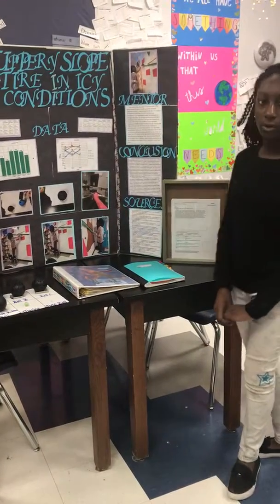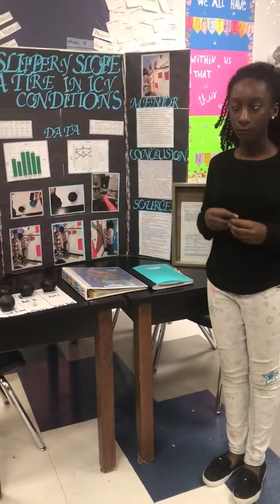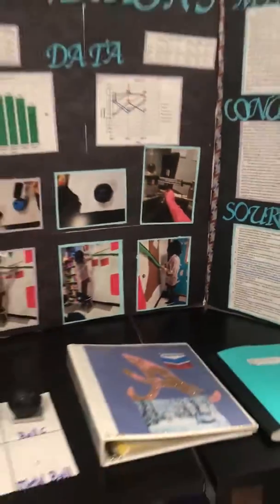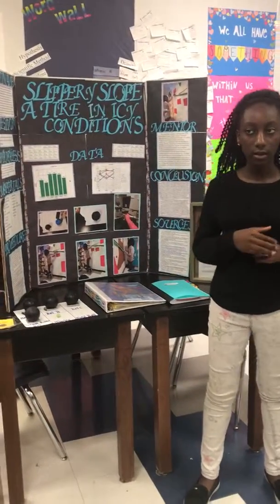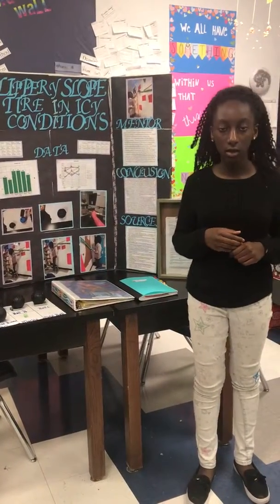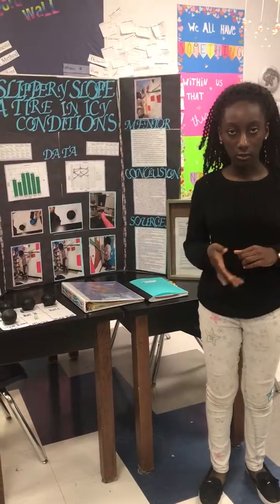For the track, I used foam and I used duct tape. I duct taped it together and taped it to the wall so I could do the trials on it. I put clear tape and then used canola oil to represent the ice or slush.